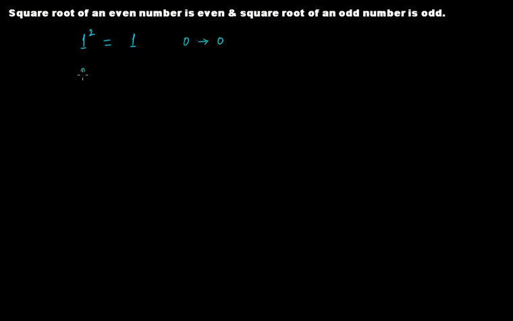Let's take 2. 2 is an even number. You find the square of this, you get 4. So from an even number, if you take the square, you are getting an even number. Let's take 5. 5 is an odd number. You find the square of it, you get 25. Again, from odd to odd. And let's take another one. 10, an even number. The square of it gives you 100, an even number.